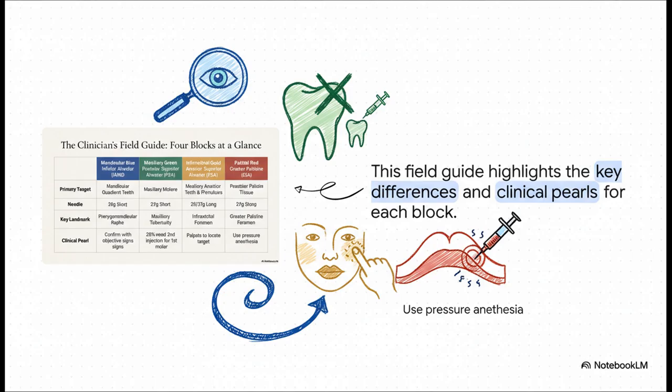So for the INNB, what's the big pearl? You got to confirm with objective signs. For the PSA, remember that 28% rule for first molars, they might need a second injection. The ASA, it's all about palpating to find your target. And finally, the GP, the key is that pressure anesthesia technique. Seeing it all laid out like this is just a fantastic way to reinforce your technique.